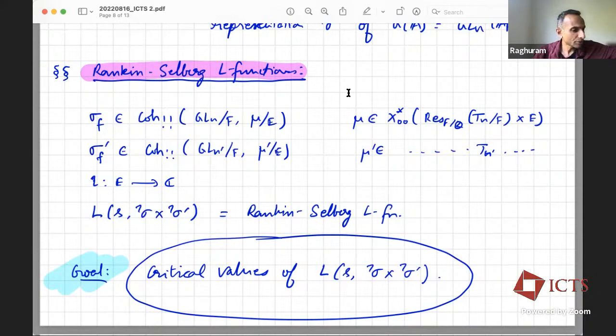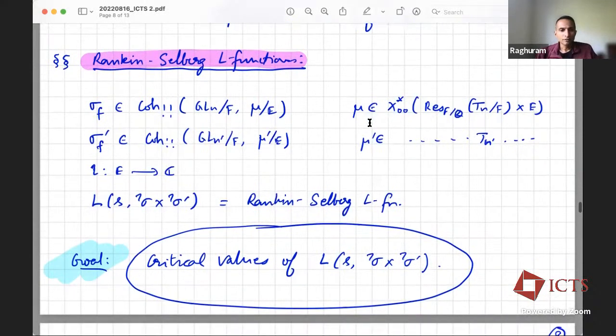Or maybe I should. I don't see anything in chat. Can I ask you a question? Yes, please. This shriek is the same as cuspidal cohomology?